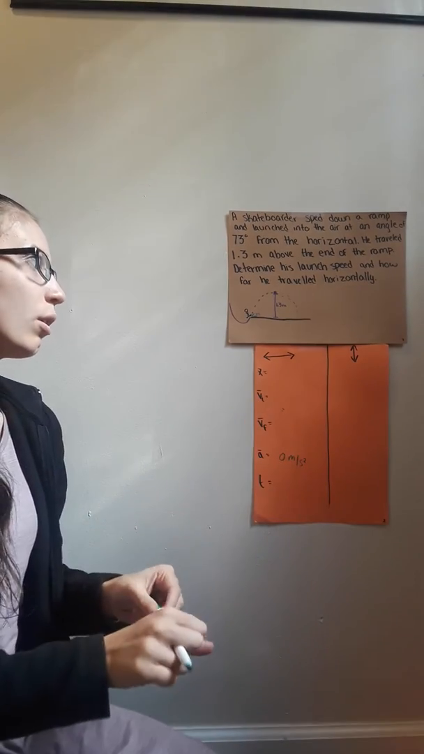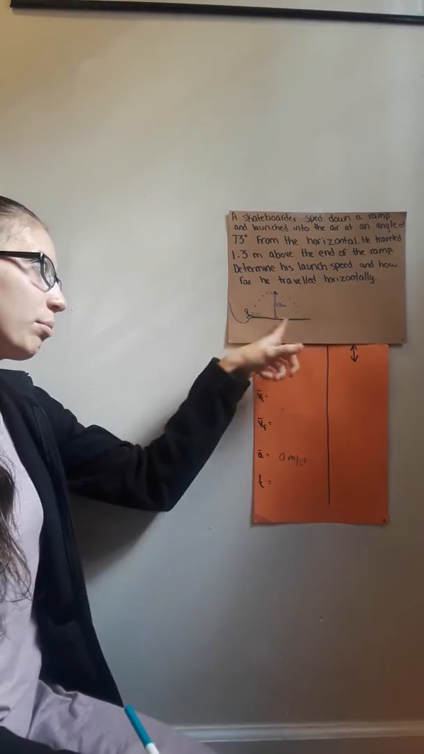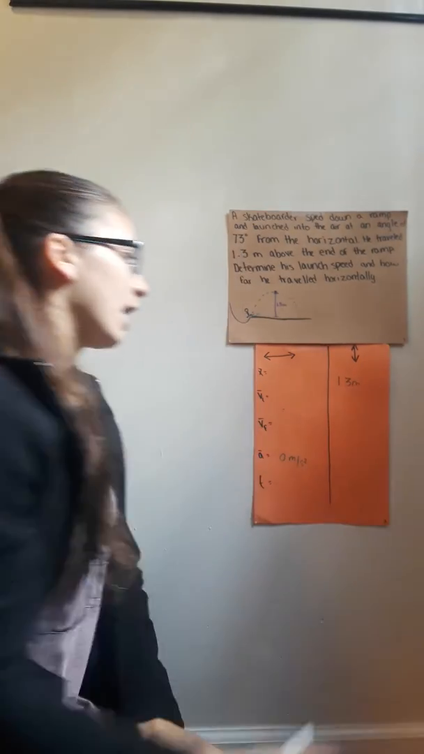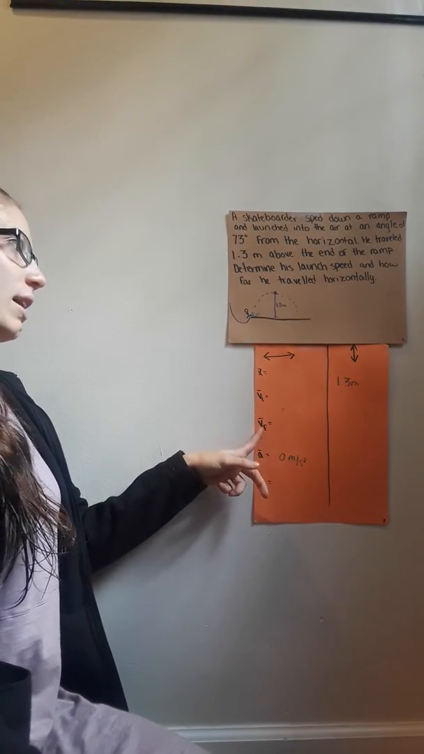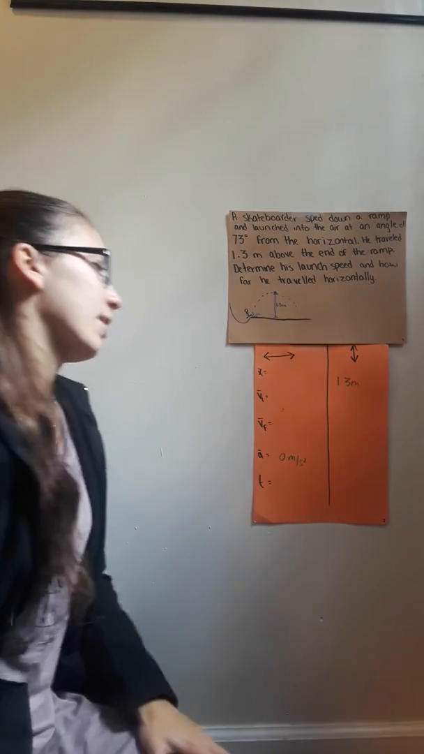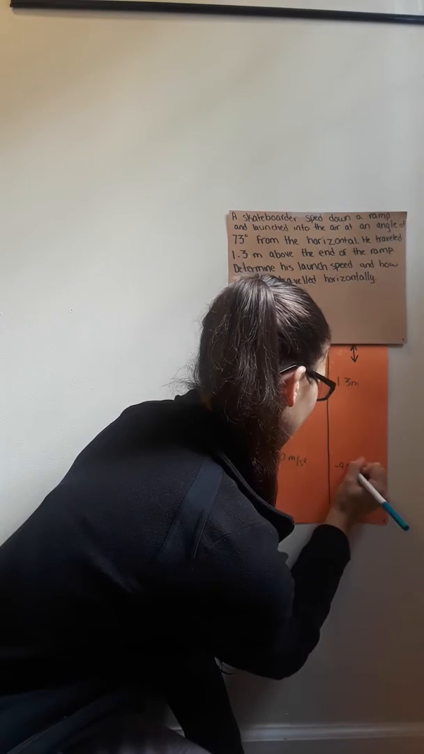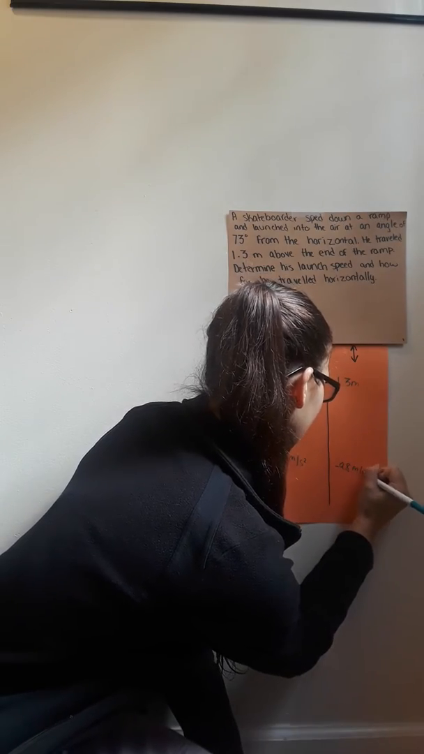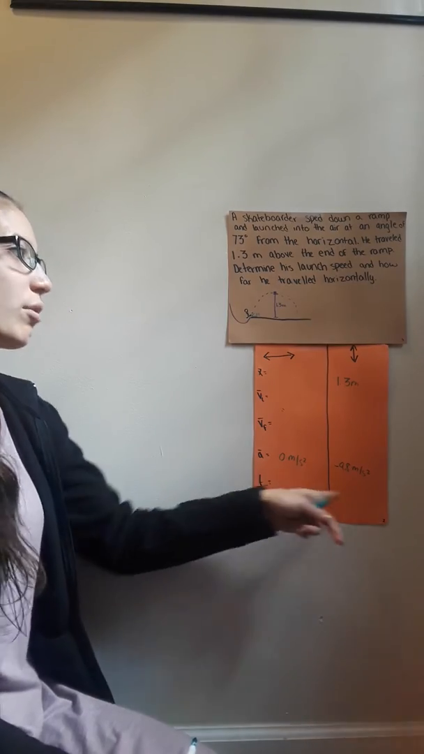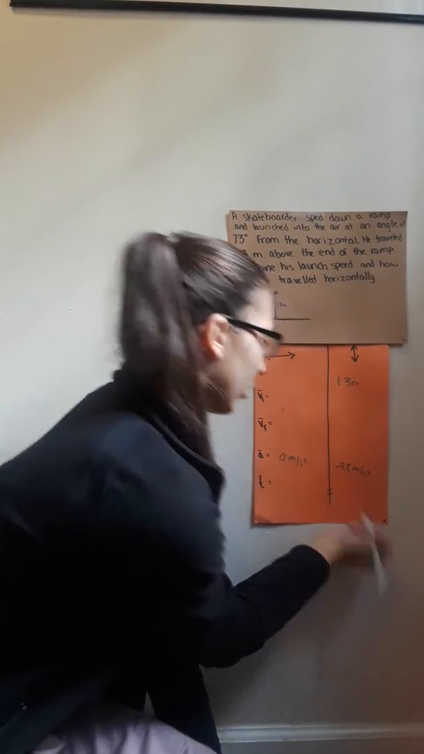For vertical, we do know the displacement. It's 1.3 meters. Again, we don't know the velocity initial or the velocity final for the whole trip. We do know that the acceleration is negative 9.8 meters per second squared. And we don't know the time. But we do know that the horizontal and the vertical times will be equal.